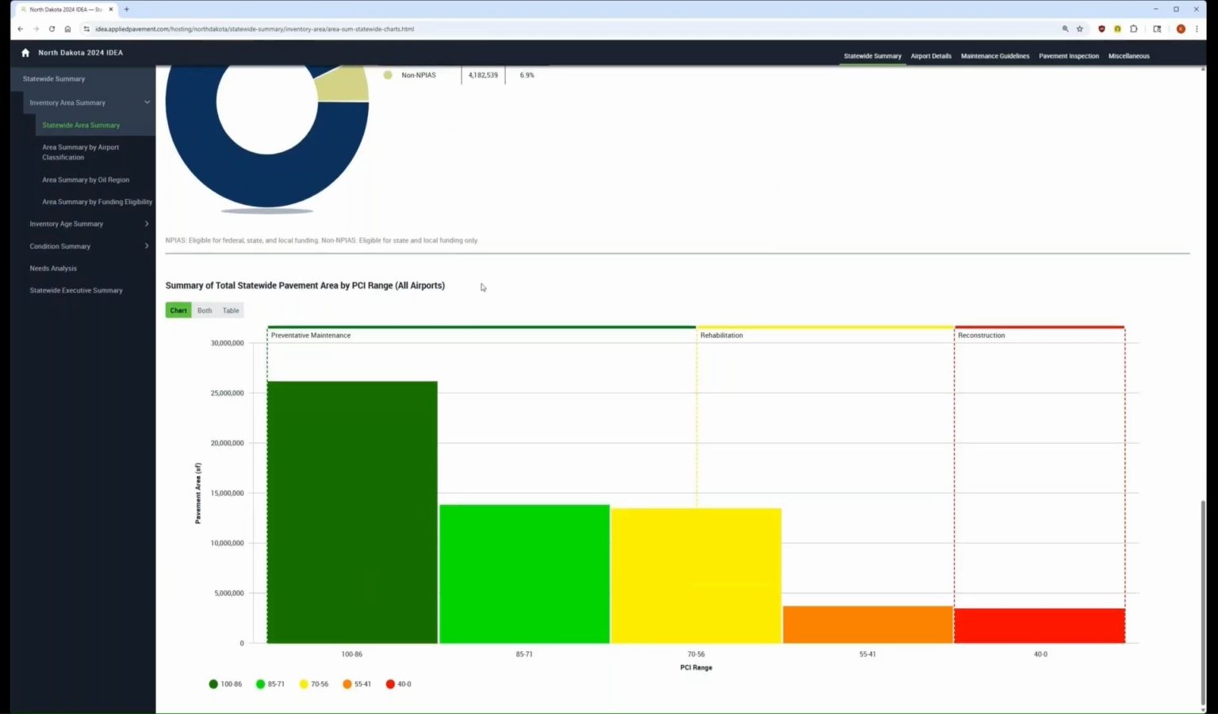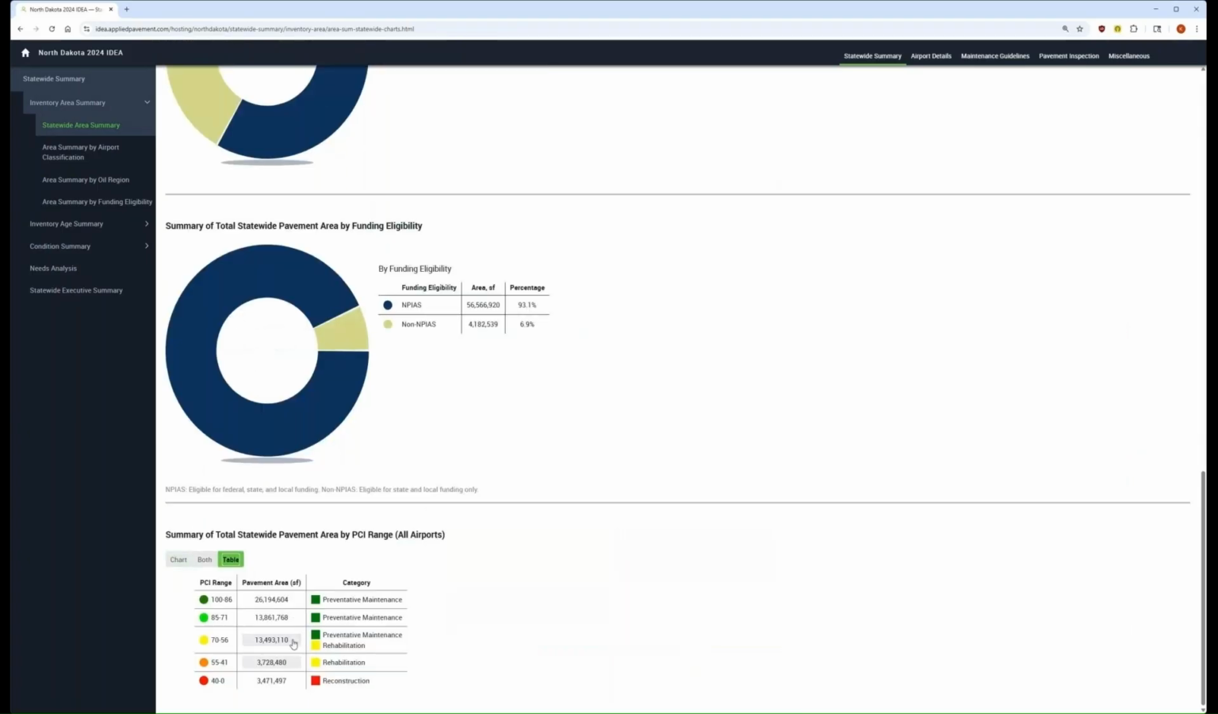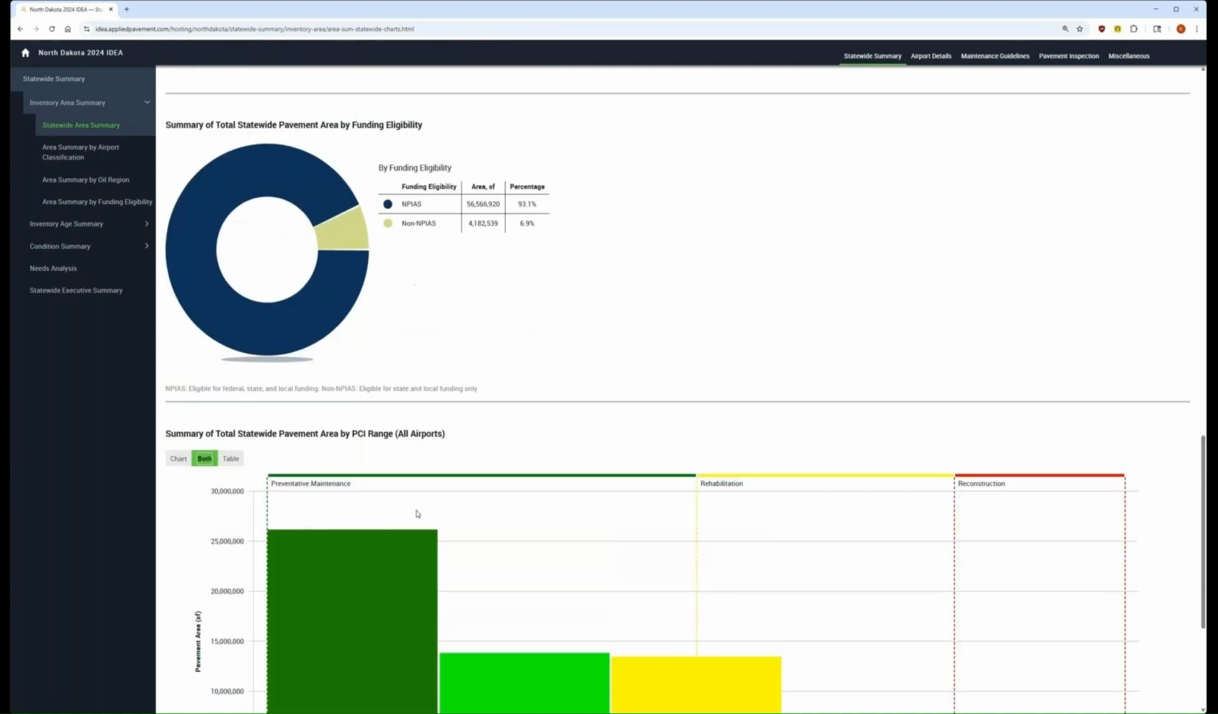Finally, there's a distribution of pavement area by range of condition. This is showing that a significant portion of the pavement area in this system, more than 26 million square feet, is showing in the PCI range of 86 to 100, which is very good. In some areas, you can look at a chart, you can look at a table that represents that same information, or you can view both.